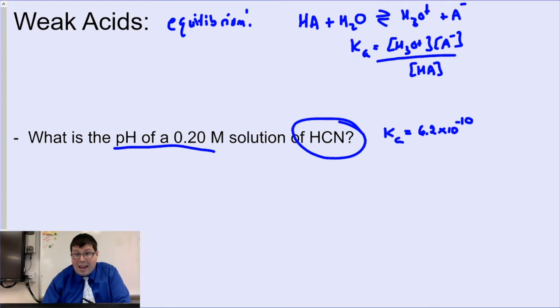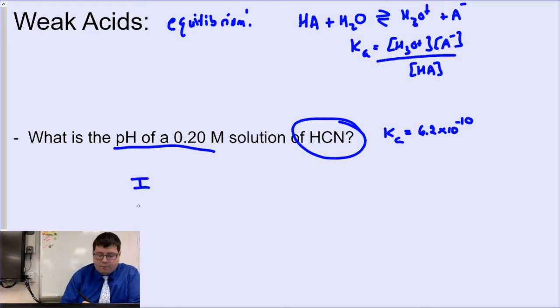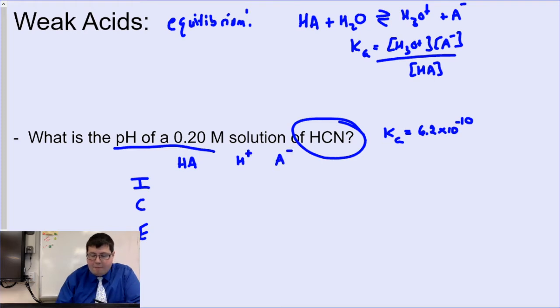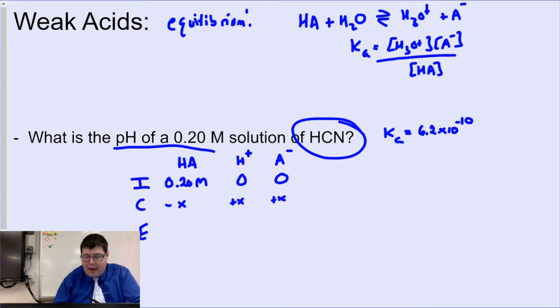So now that I have the Ka, I can go ahead and start setting my ice table. So just like we've seen before, I, C, and E. The water's not going to play a factor here, so it's going to be between HA, H plus, and A minus. Initially, I have 0.20 molar HA. I have 0 H plus and 0 A minus. To change to equilibrium, I'm going to lose an X amount of my HA and gain an X amount of both of my H plus and A minus.